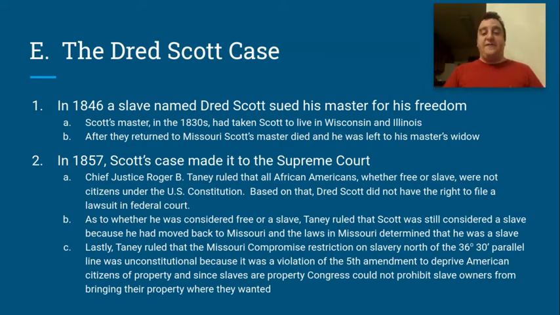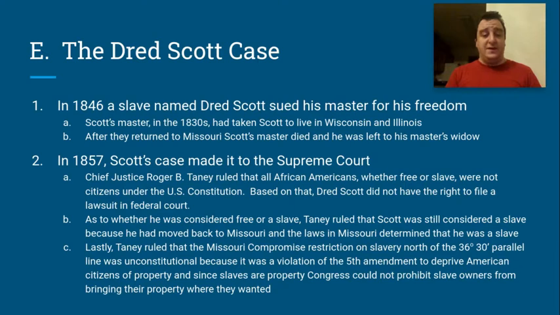First, he rules that African Americans, whether they're free or slave, are not considered citizens under the Constitution. And based on that, Dred Scott does not have a right to file a lawsuit in federal court. So no slave can take and file a lawsuit in federal court, or no free African American, for that matter, can file a lawsuit in federal court under the Dred Scott decision.